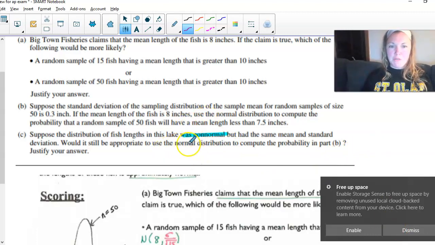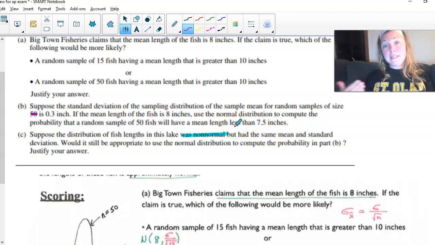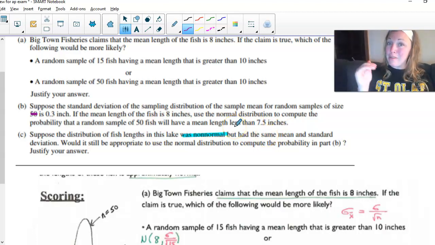It says, suppose the distribution of fish lengths in the lake is non-normal, but has the same mean and standard deviation. Would it be appropriate to use the normal distribution to compute the probability in part B? Well, in part B, it has a sample size of 50, okay? And we have a mean of 8 and a standard deviation of 7.5. Since the CLT says if n is greater than or equal to 30, we can use the normal distribution, it's okay to proceed.